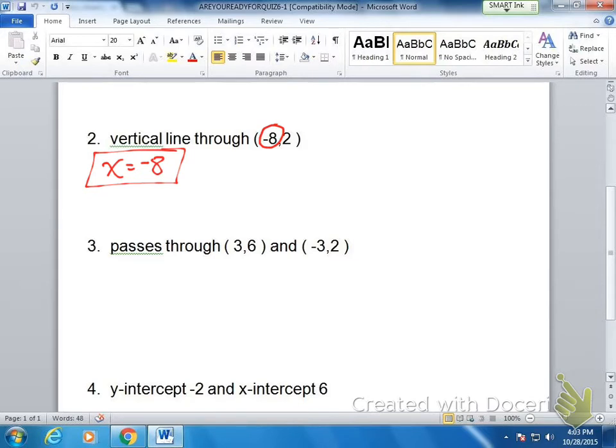Now, number 3 is a lot like number 1, but we have to find our slope ourselves. We have x1, y1, and we have x2, y2. So we need to plug those into our slope formula and get our slope. So y2 minus y1 would be 2 minus 6 over x2 minus x1, negative 3 minus 3. 2 minus 6 would give me negative 4. Negative 3 minus 3 would give me negative 6. Remember, if you want to simplify it in your calculator, put that in, hit math, enter, enter. But you should get that our slope is 2/3.